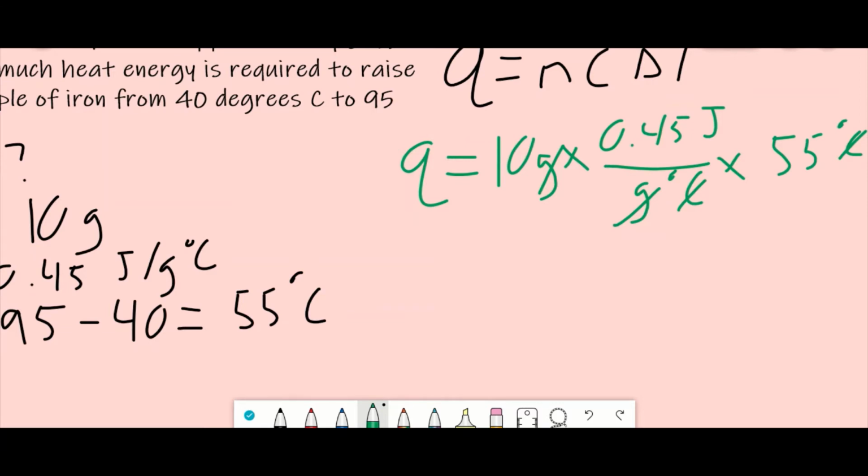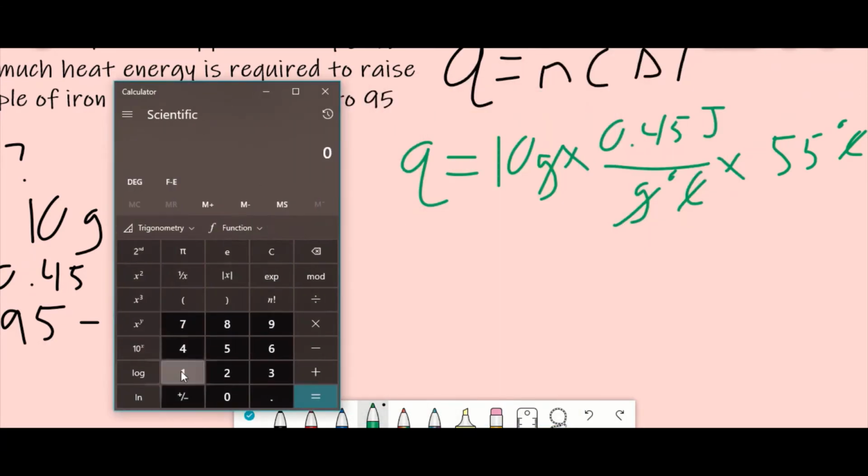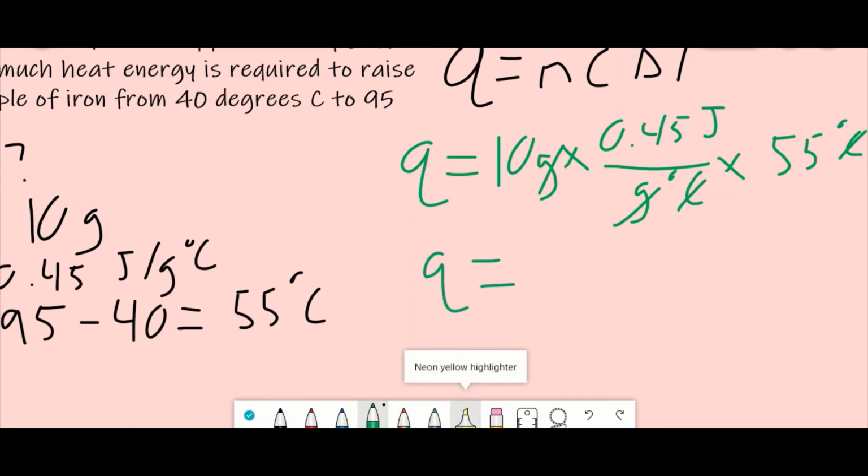So let me pull up a calculator right here to figure this out. Alright, so we just got Q is equal to 10 times 0.45 times 55. And that should give us 247.5. So that's going to be Q is equal to 247.5 joules.